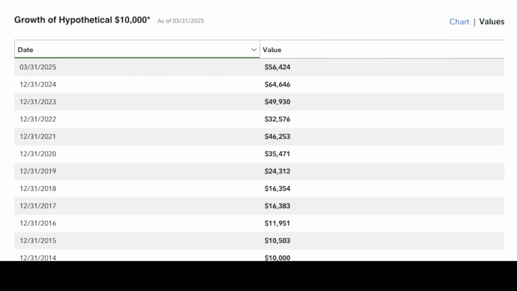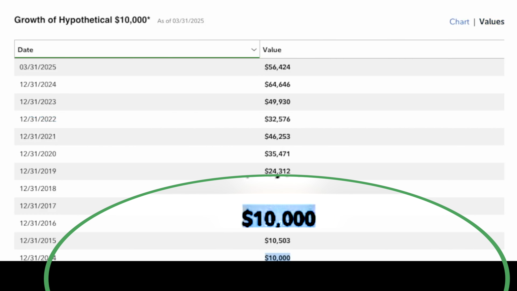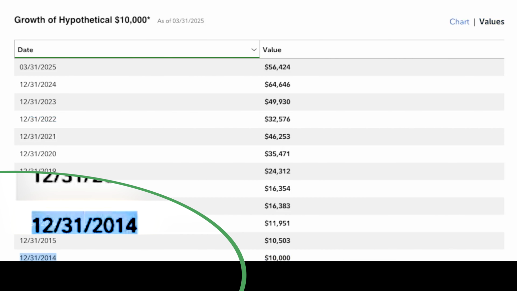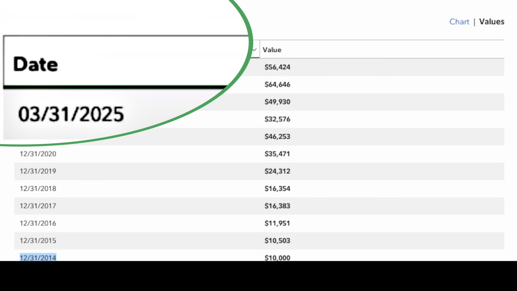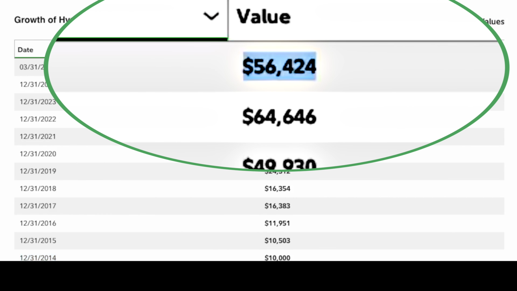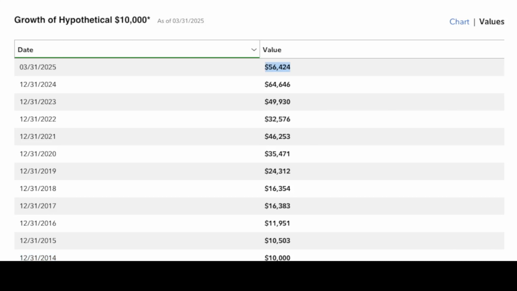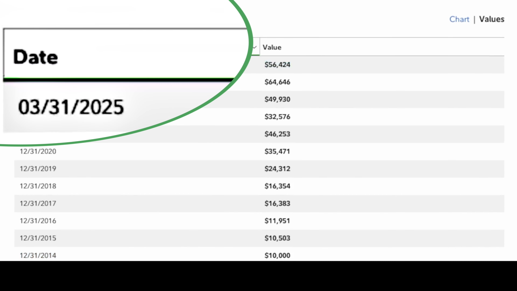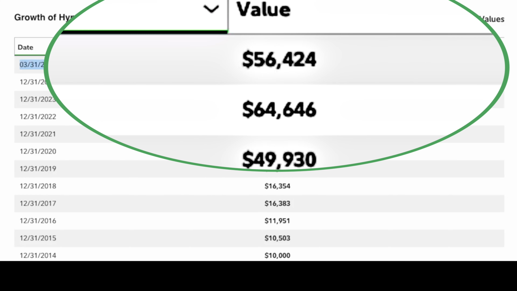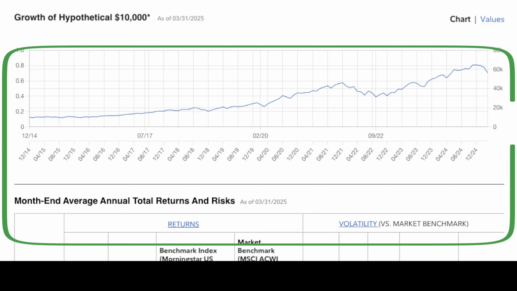Here are the values actually. So $10,000 deposited in December of 2014 would now become $56,000. This is based on historical data. At the end of March of 2025, that amount of $10,000 would become $56,424. So this is the hypothetical growth.